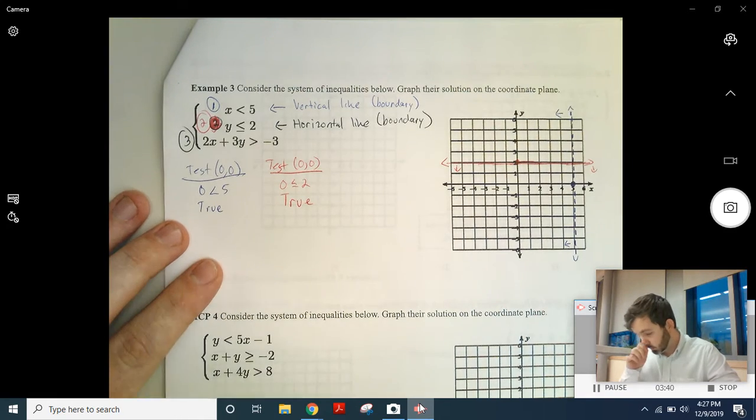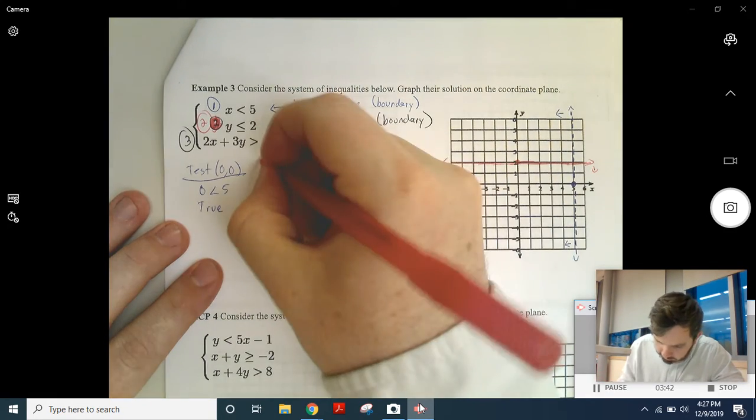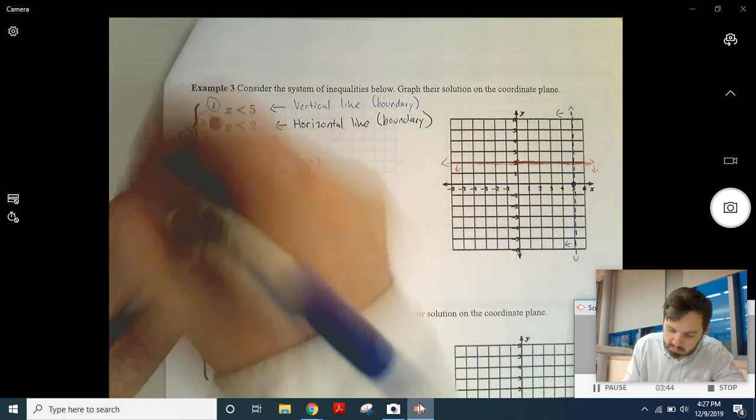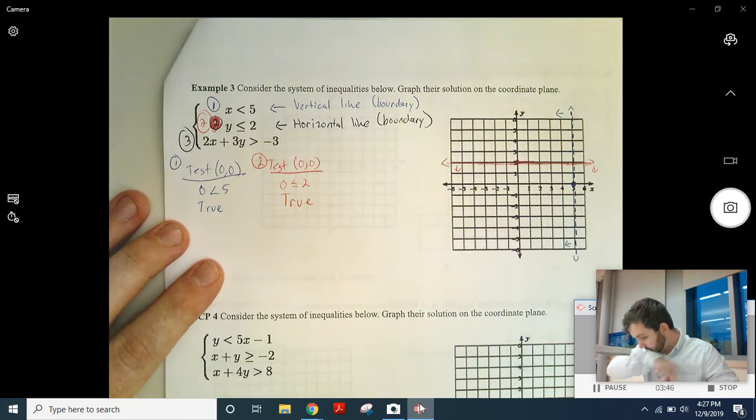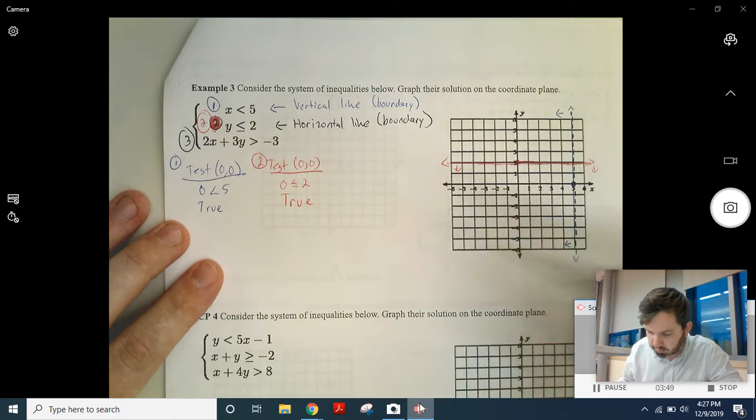And now we need to deal with our third inequality. Our third inequality is a little bit more difficult because it's not solved for y. So we have to go ahead and do that. I'm going to rewrite it over here.